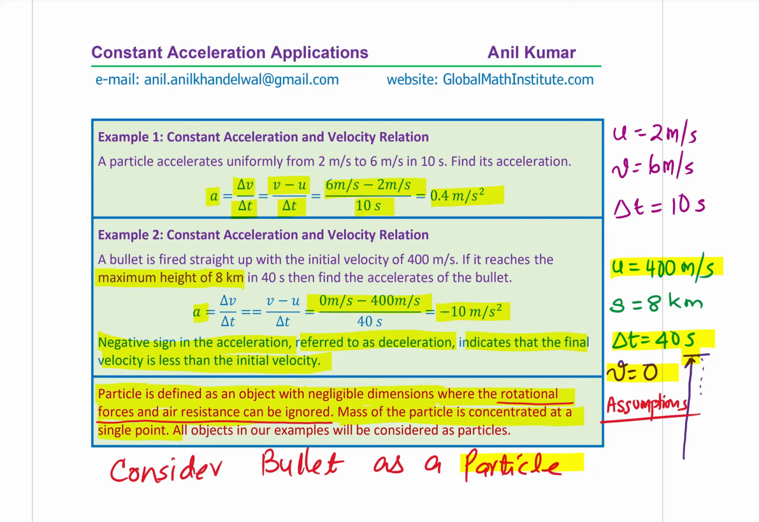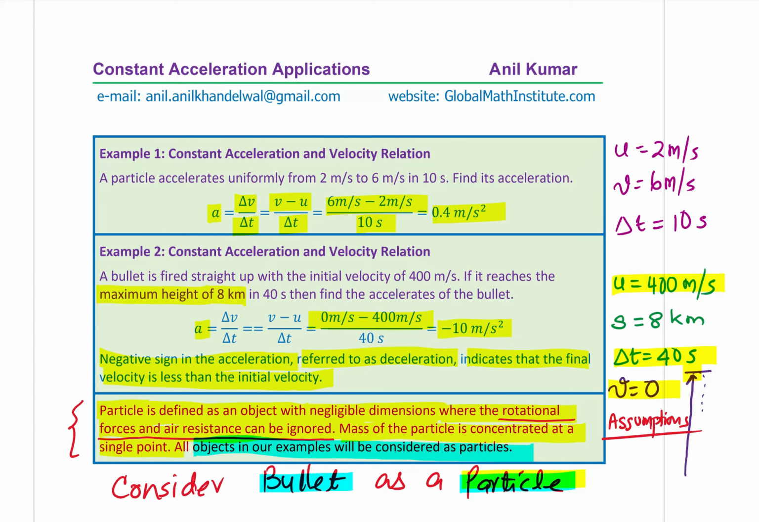So all the objects in this video, which we'll consider, maybe a train, a plane, whatever, will be considered as a point, right? With these characteristics. You understand? So all objects in our examples will be considered as particles. So even this bullet will be considered as a particle, correct? Where there is no air resistance when we are talking about application of these formulas. Is that clear to you? Correct? So that makes sense.